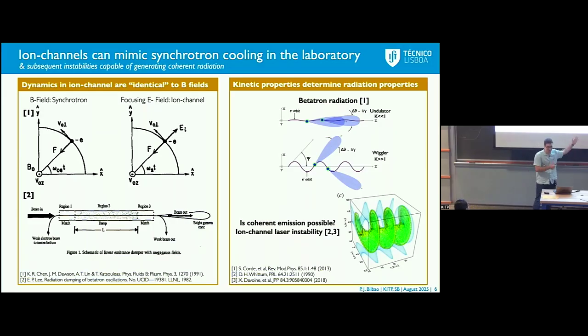And then these can produce beam distributions that are funky looking. They're not these Maxwellians that we had initially. And when this happens, then you can actually trigger this ion channel laser instability, which is the cousin of electron cyclotron maser instability, but in the ion channel instead of a magnetic field. In this case, we're not looking at momentum space anymore, we're looking at the phase space. So we have radial momentum versus radial position.